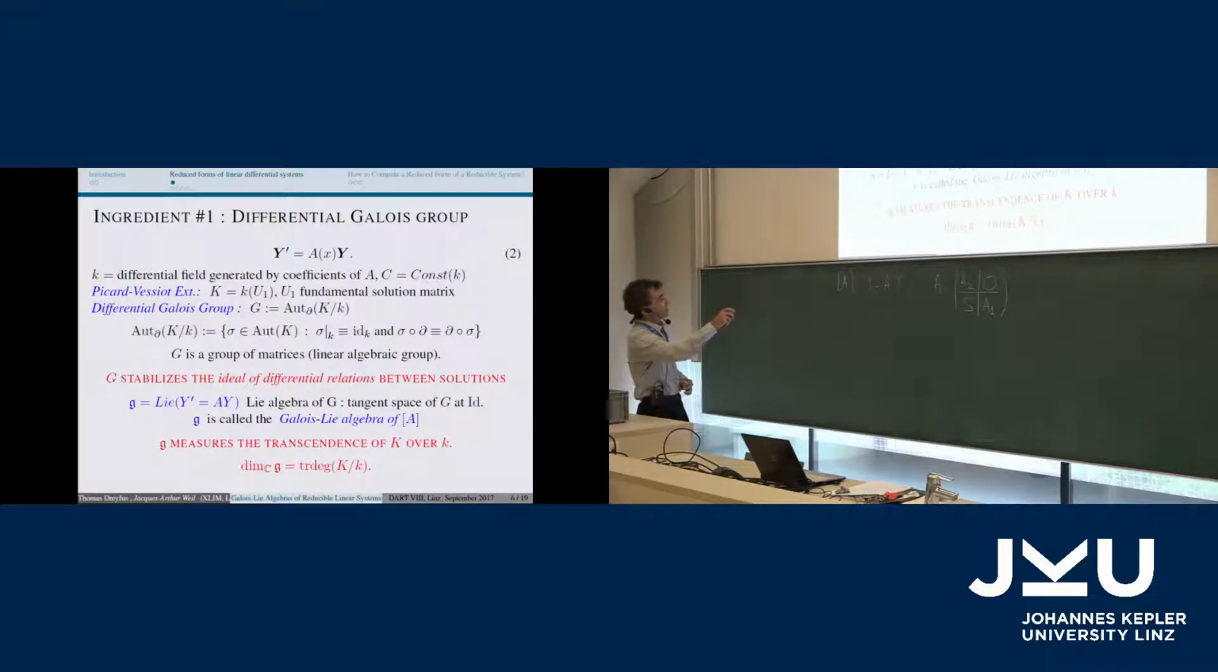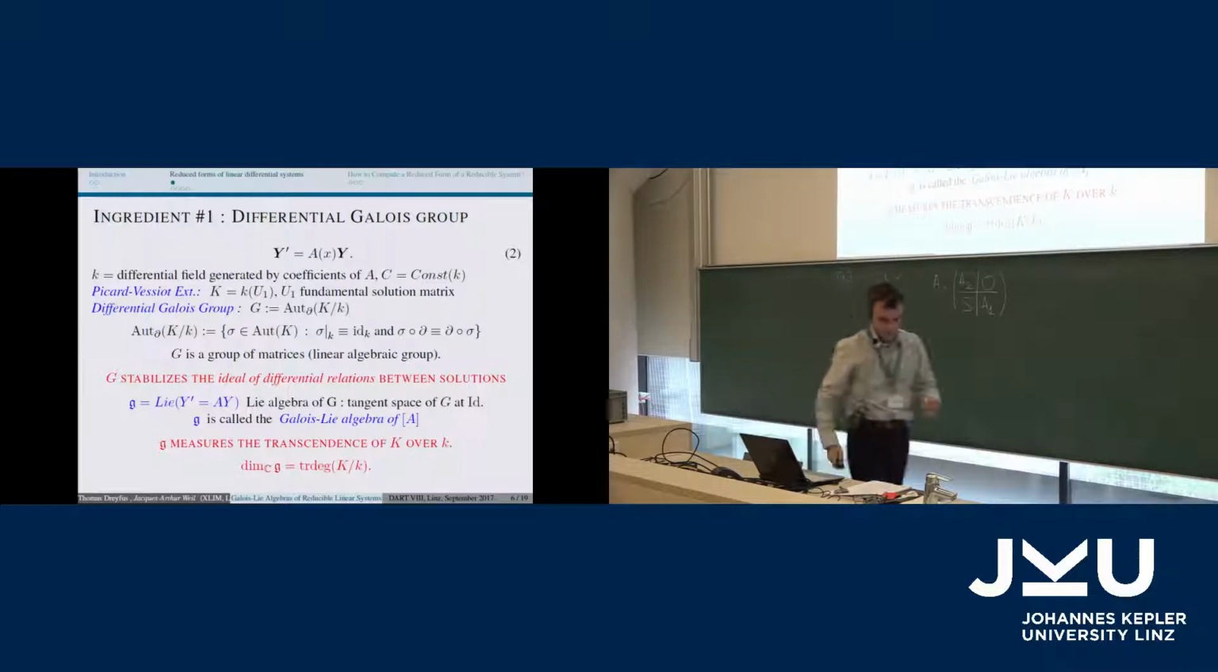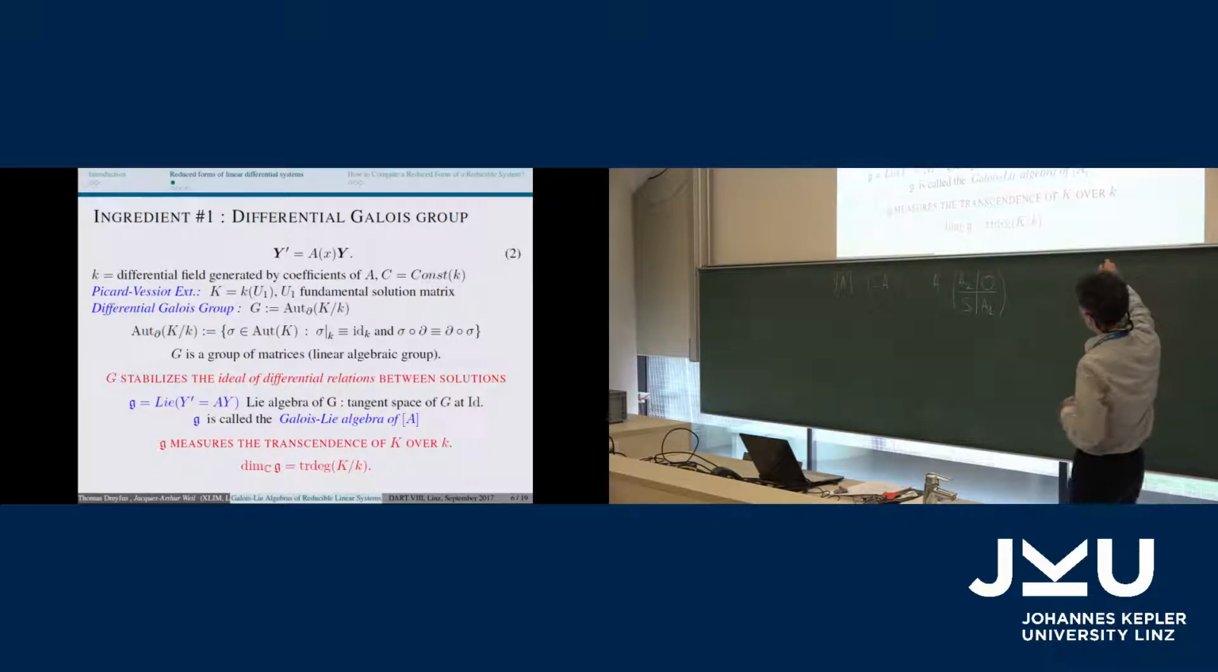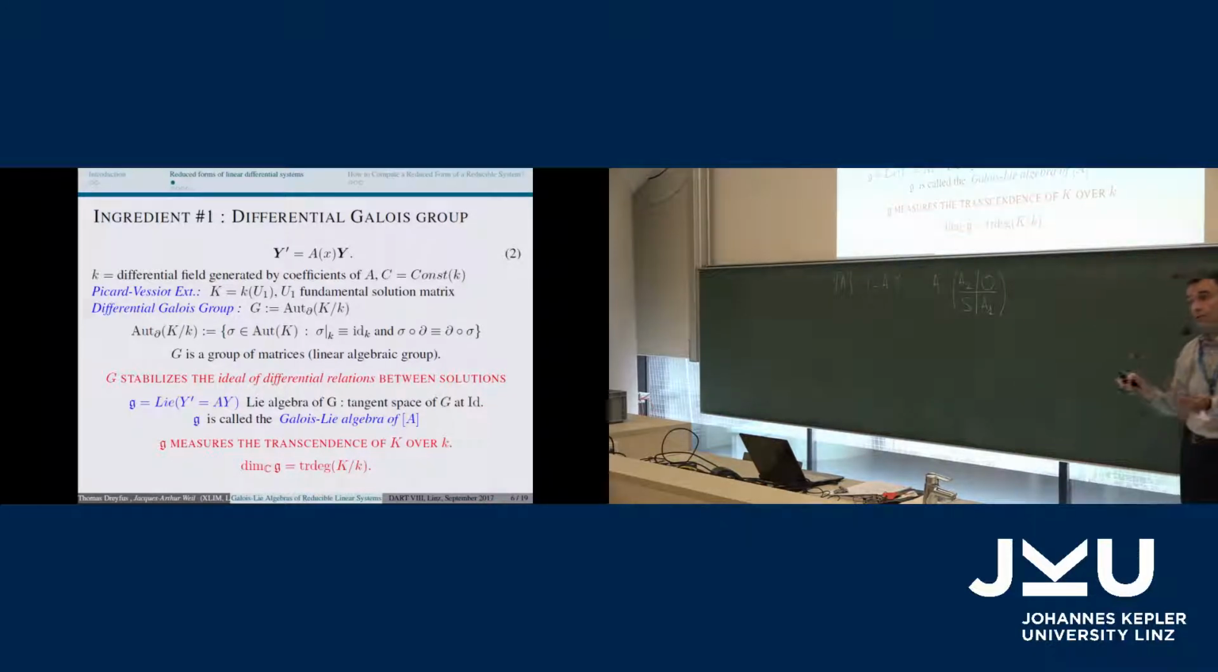So we start with a linear differential system like this. The coefficient field is called K, and a Picard-Vessiot extension is an extension field generated by a fundamental solution matrix, such that we keep the same constants. And the differential Galois group is the group of automorphisms of that extension, which commutes with the derivation and fixes the base field.